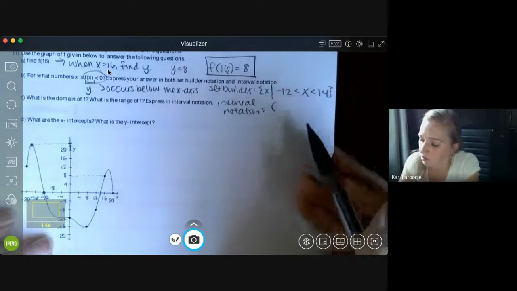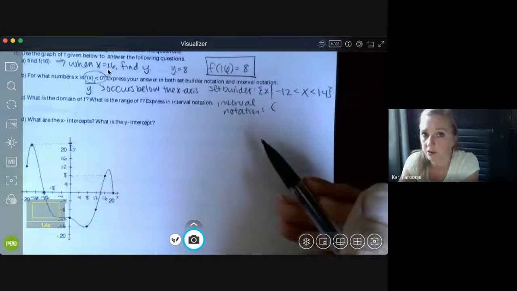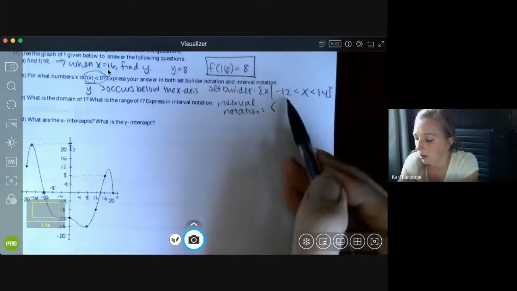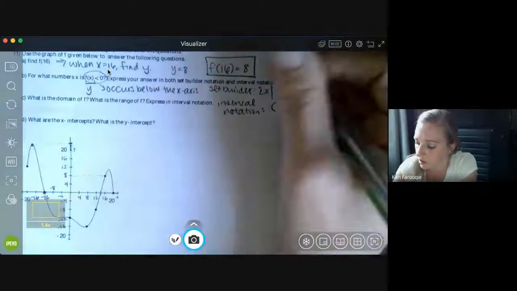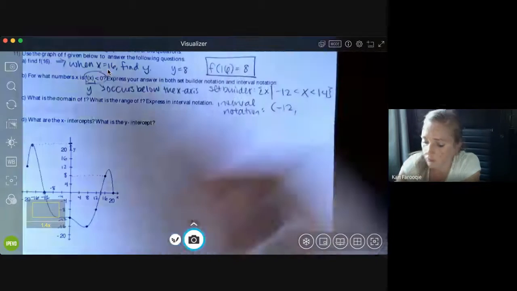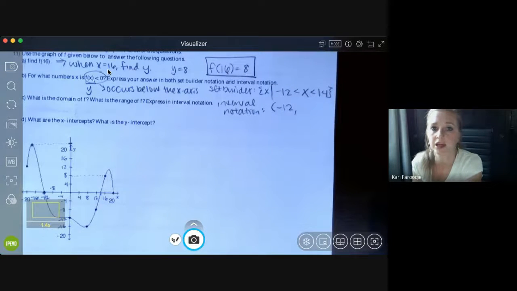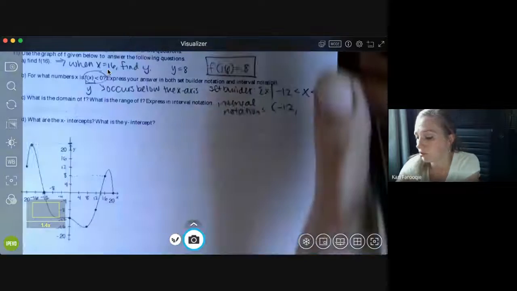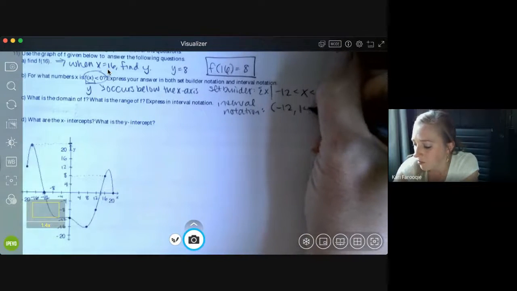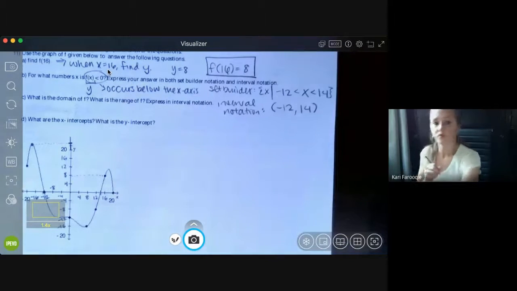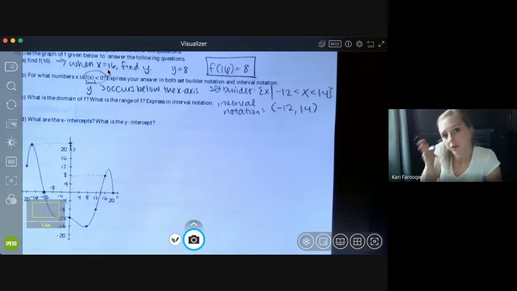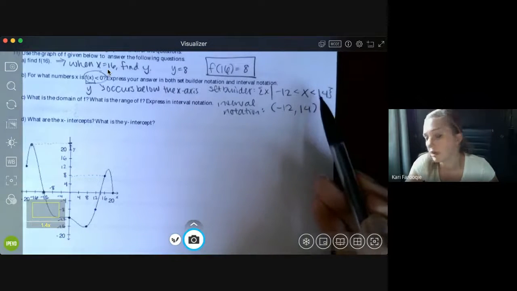And what this is going to do is it's going to include any values that are in between -12 and +14. So we'll include our first value as -12, and then we'll put a comma in between the first and second values in the notation. And then the second value is 14. And then we just close it off with another parenthesis because, again, we can't be equal to 14.